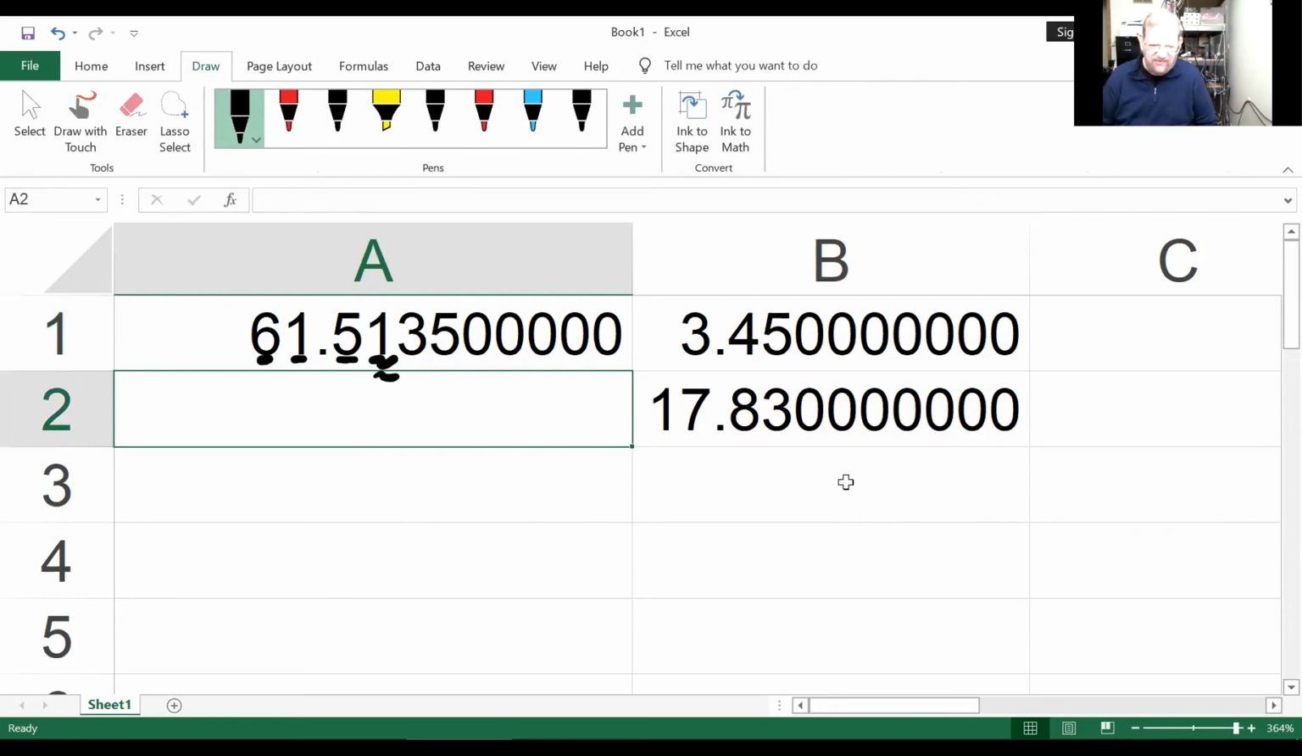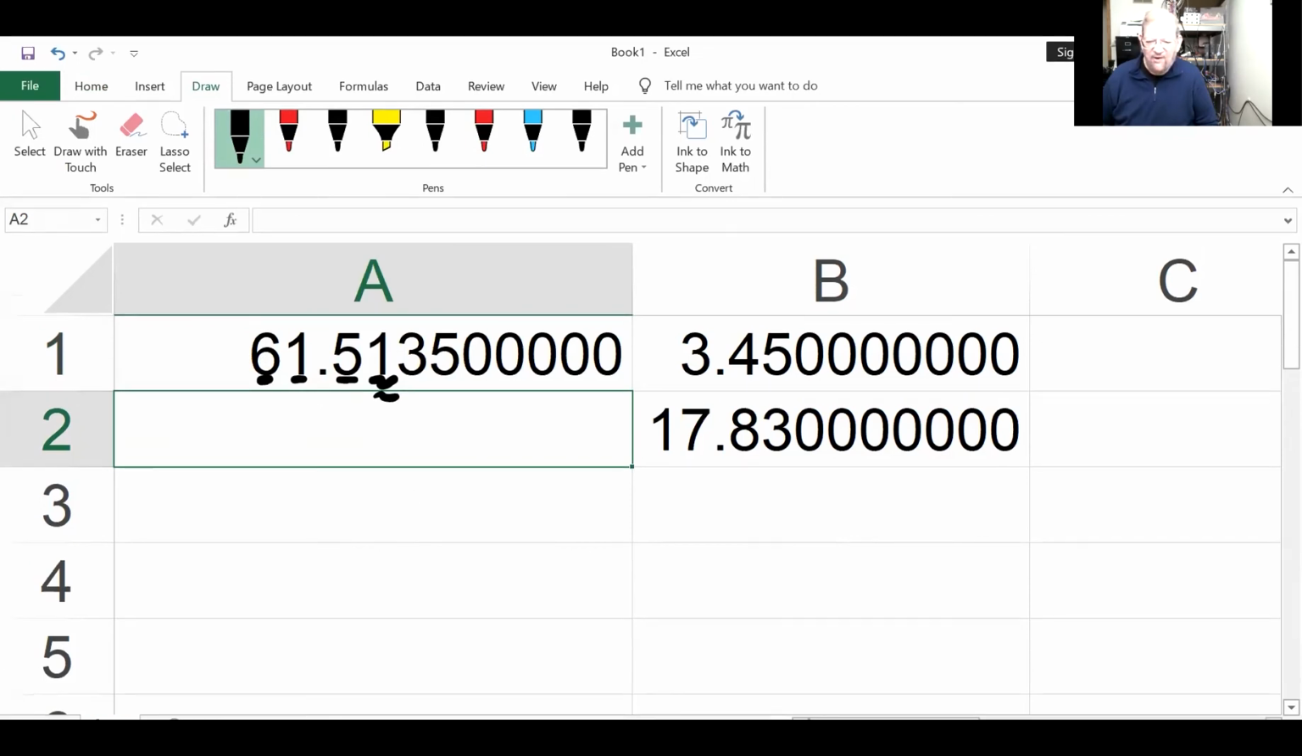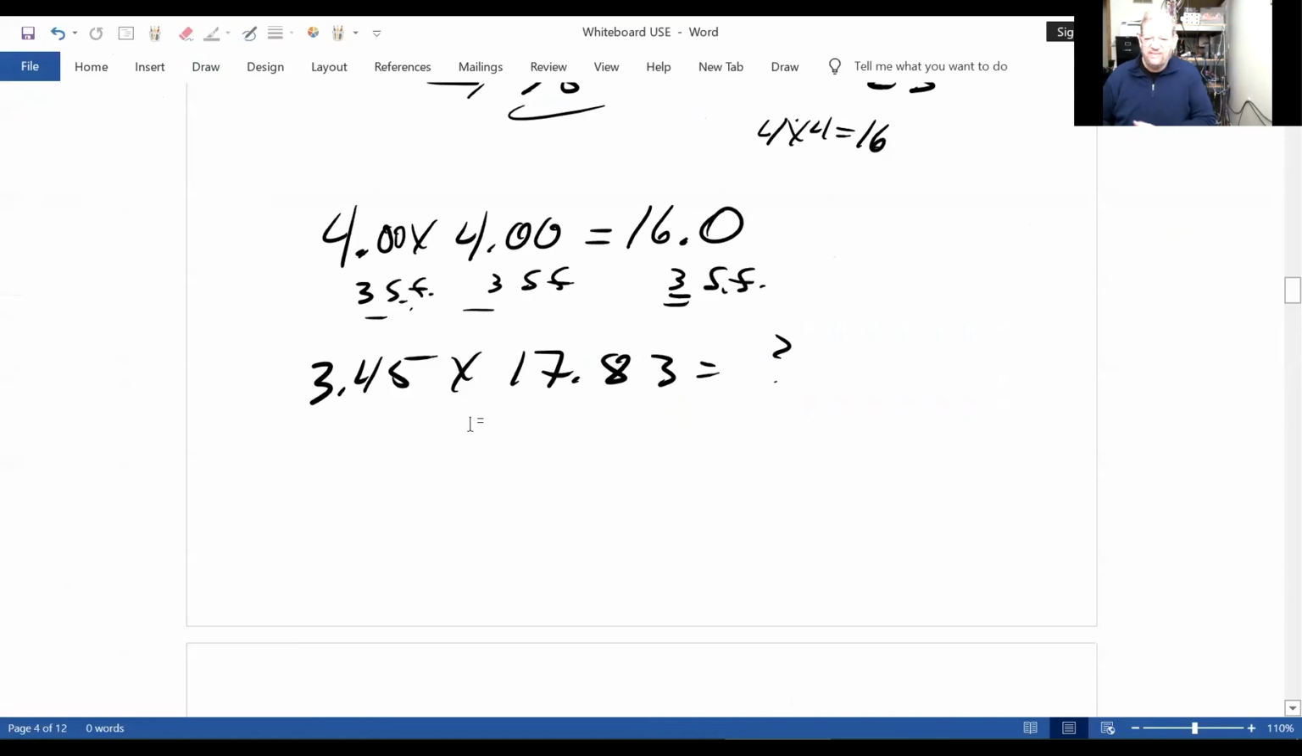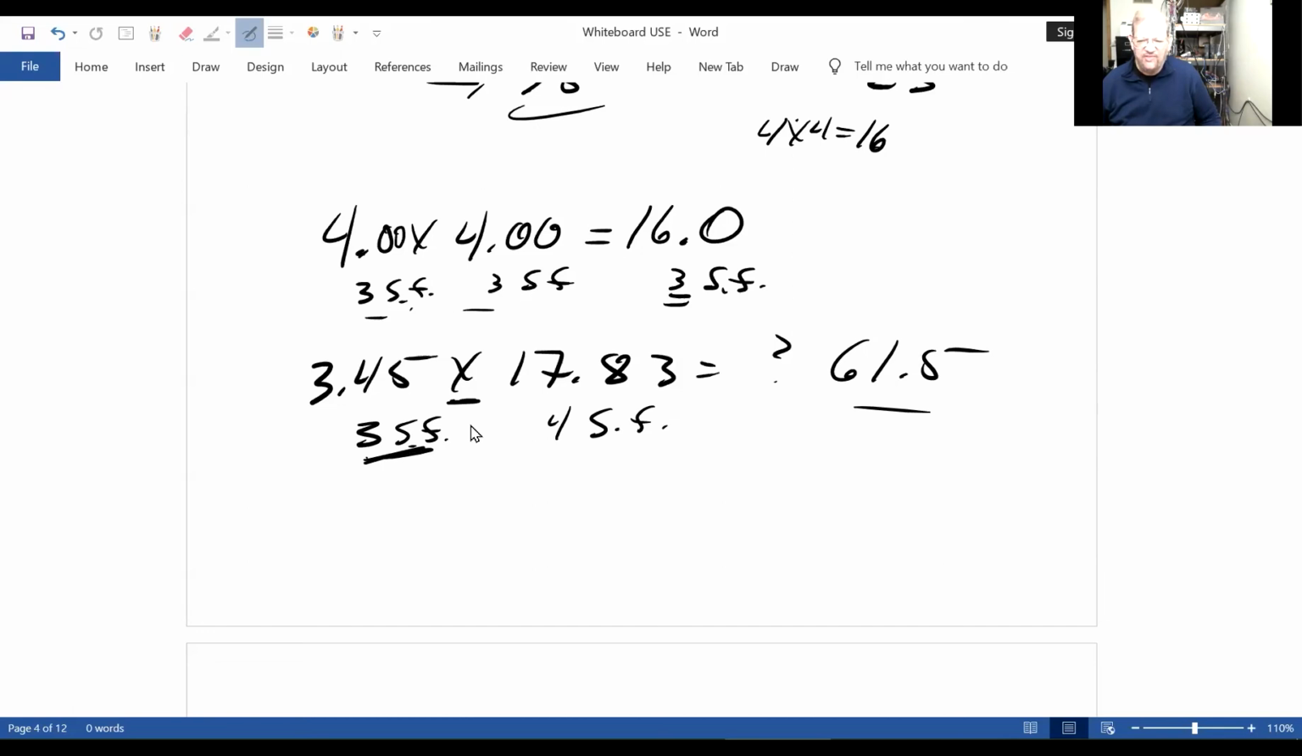And the correct answer should be 61.5. If I go back, and notice this is 3 significant figures, 4 significant figures. And therefore, when you multiply, the number should have the same number of significant figures as the number with the lowest, which is 3 significant figures.